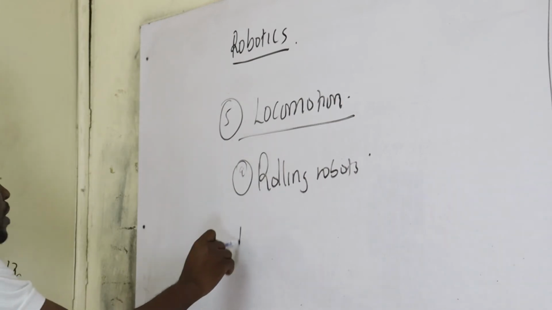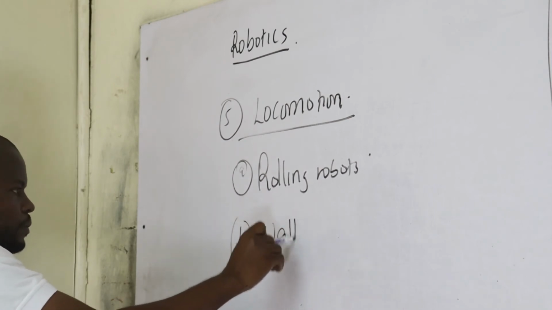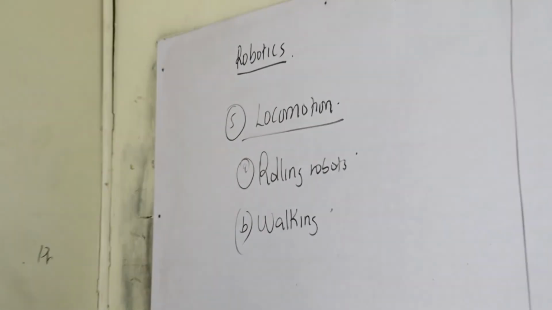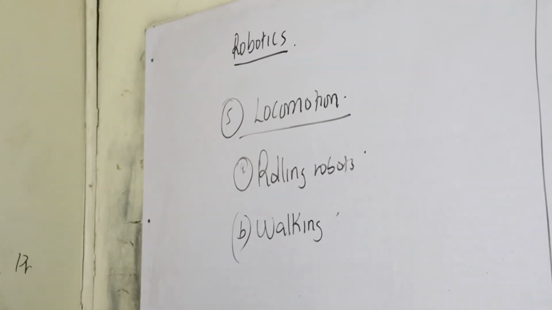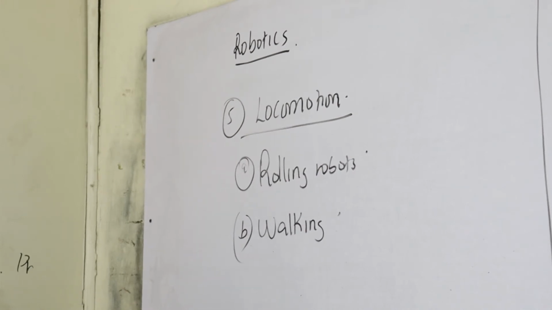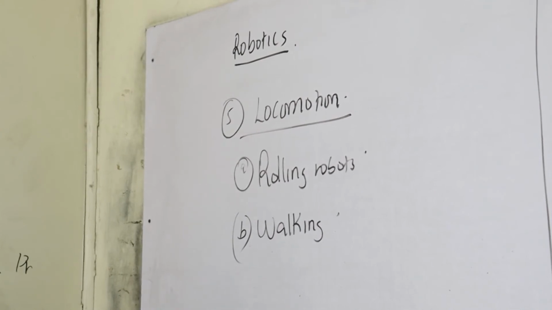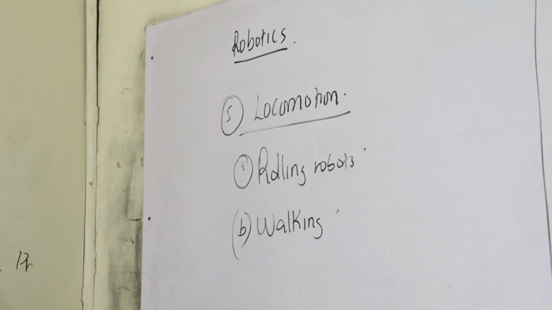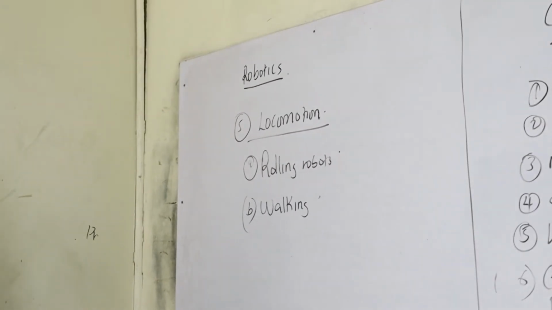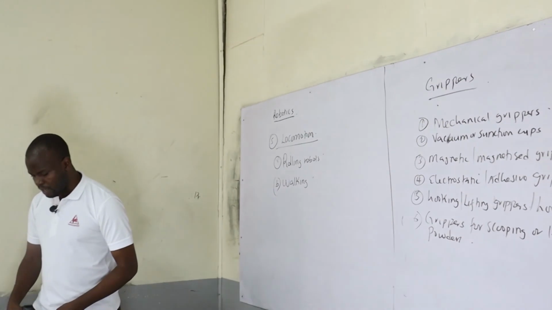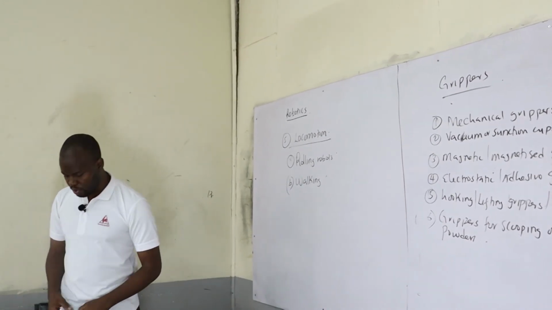The other way by which the robots can move is walking. Walking robots. As you may notice, walking is always a very difficult dynamic problem to solve. Several robots that have been made to walk reliably on two legs have not been made to look as robust as a human being. And many other robots have been built to walk on more than two legs due to them being easier to construct.